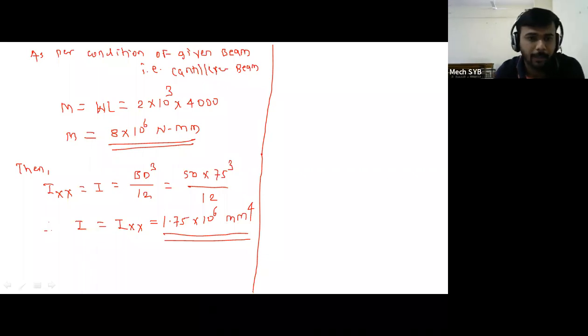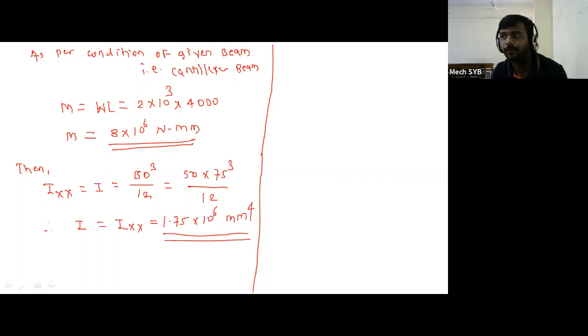Okay, calculate the moment of inertia also. Still some students are not sending their answers in the chat box. Solve it and send me the answers in the chat box immediately. So the bending moment is correct, 8 into 10 raised to 6 Newton mm. Then I is also correct, that is Ixx 1.75 into 10 raised to 6, not Newton per mm raised to 4. The unit is only mm raised to 4.